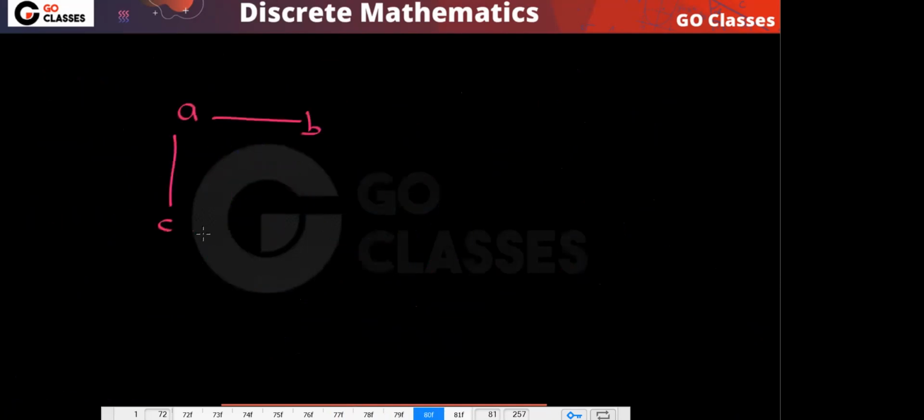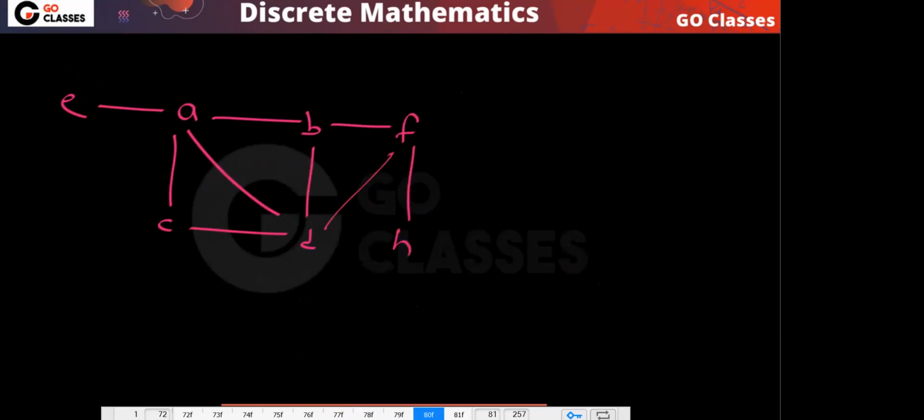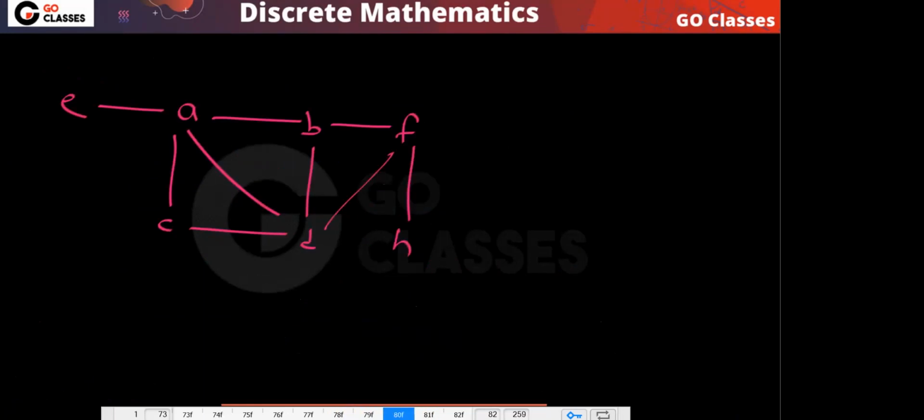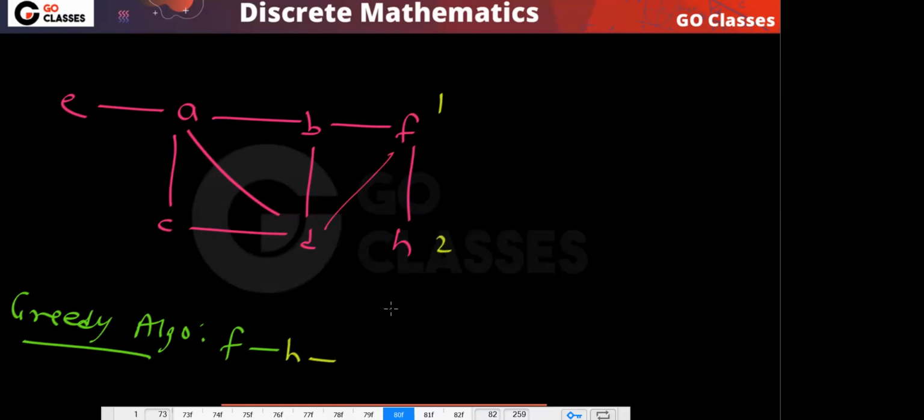A, B, C, D, E, F, G, H. Now notice a few very interesting things. For this graph, just think about it, if I apply this greedy algorithm and let's assume I start from this vertex F. So if I start from vertex F, let me give color number 1. Then I will give color number 2.